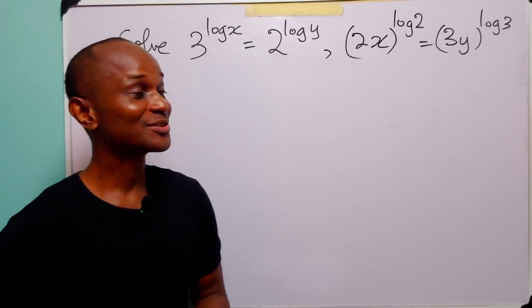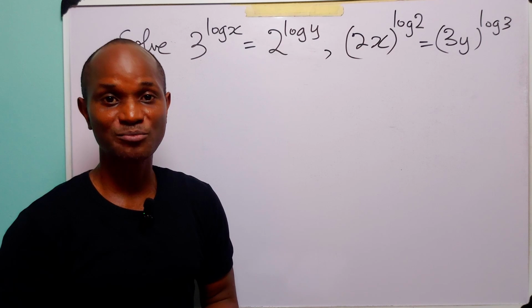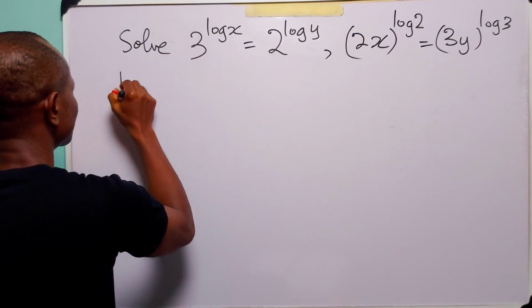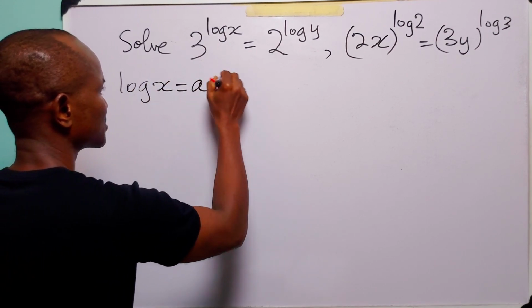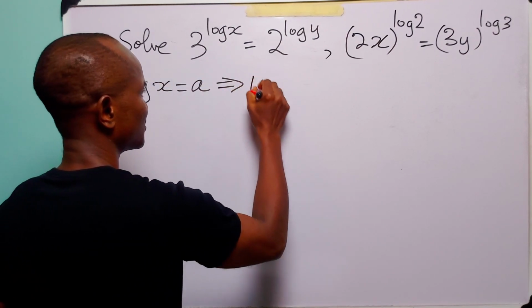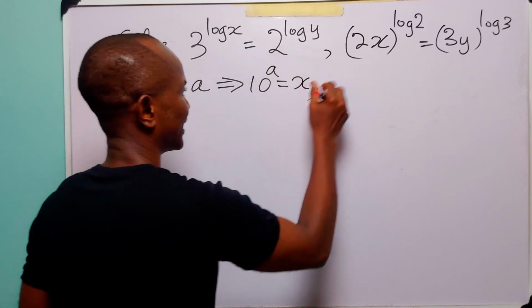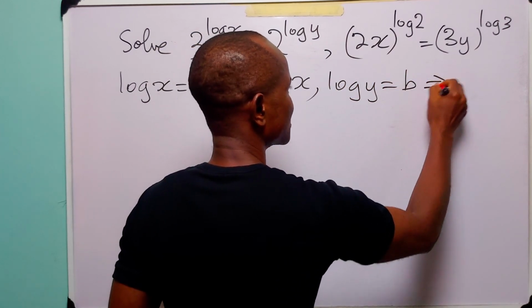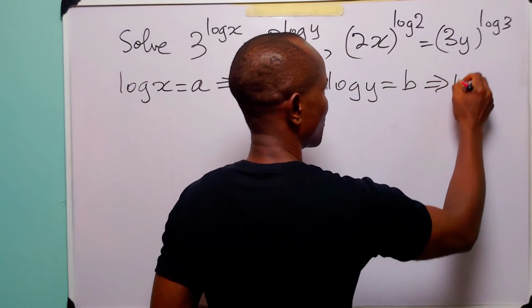Hello and welcome. In today's tutorial, we have a system of logarithmic equations to solve, and we are going to begin with a substitution. Now, let log x be equal to a. And of course, from this statement, we have that 10 to the power a is equal to x. Likewise, let log y be equal to b. Once more, from this statement, we have that 10 to the power b is equal to y.